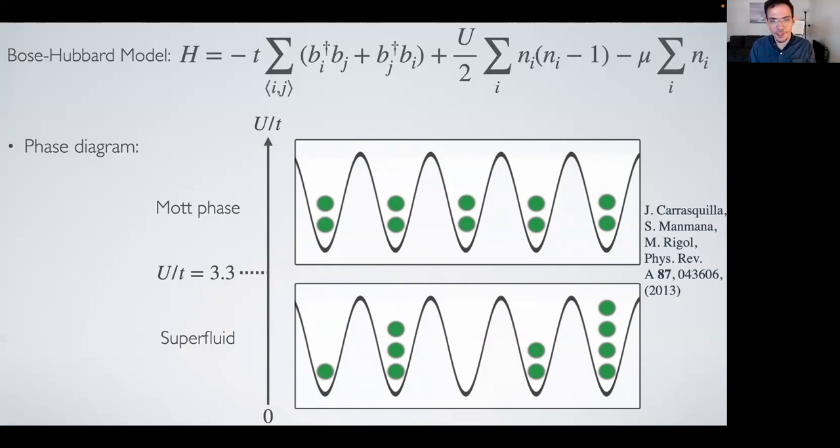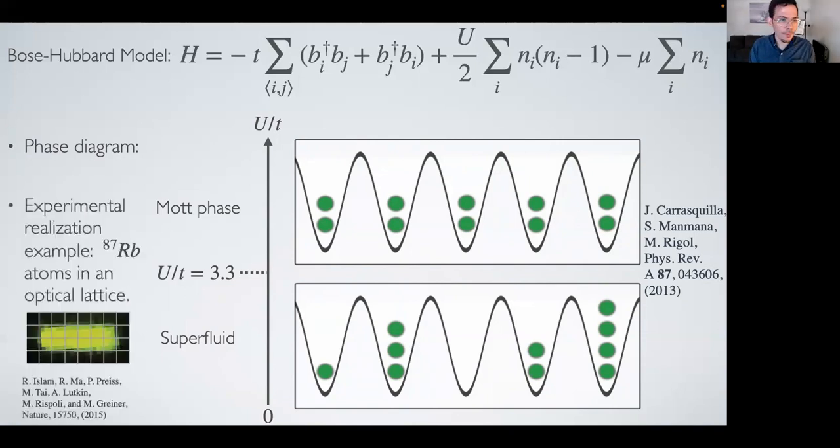The exact value for this phase transition is 3.3, and I would just like to mention one of my favorite examples of a realization of this model in the lab. Basically, it's an optical lattice of rubidium-87 atoms. In this reference, actually, they even computed the full entanglement entropy, and the results were in good agreement with what you would expect from the Bose-Hubbard model.